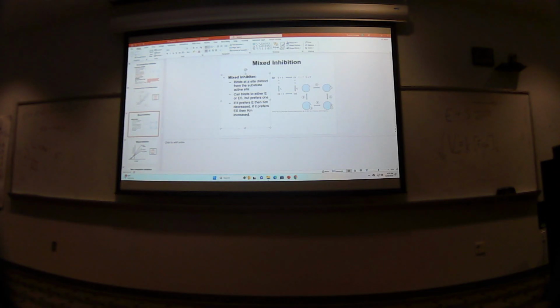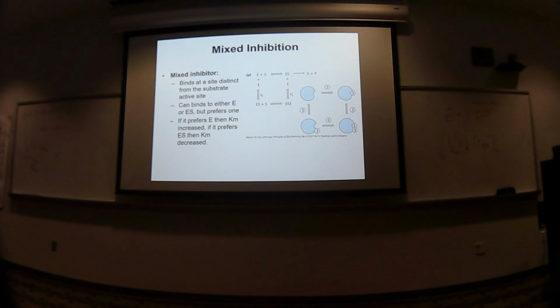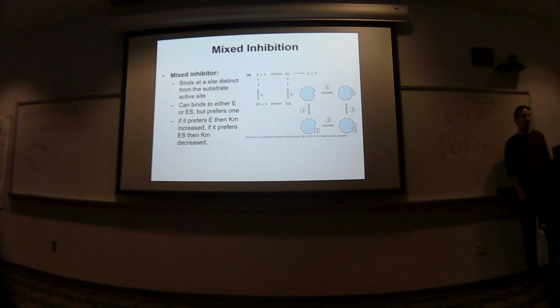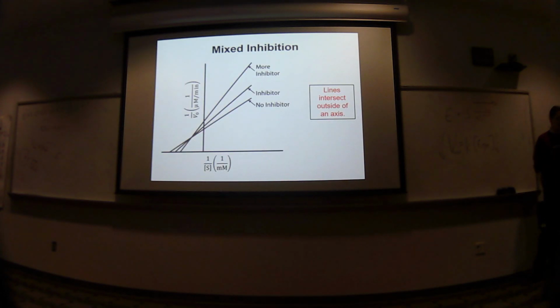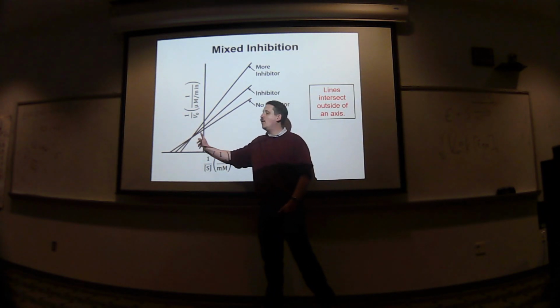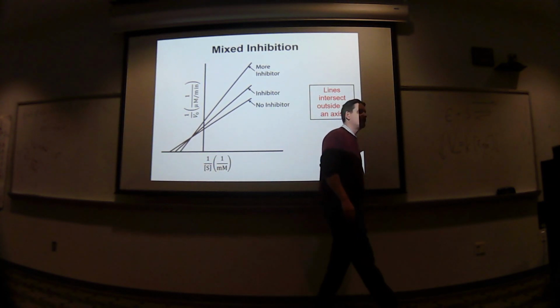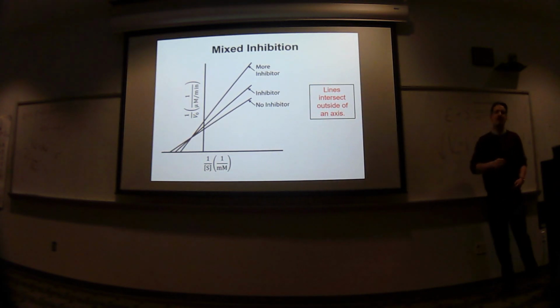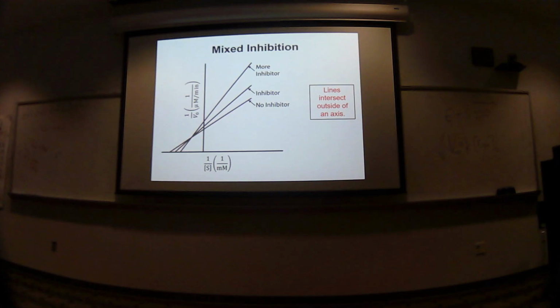Wait, no. No, it's the other way around. There we go. There's the typo. And it will produce a Lineweaver-Burk plot that looks like that. Well, it will just intercept off the axis. So yes, both of them have changed, but it will intercept off the axis for the mixed type.